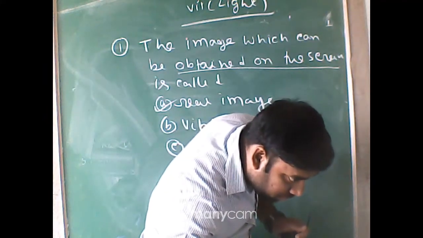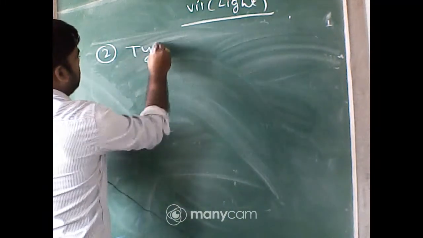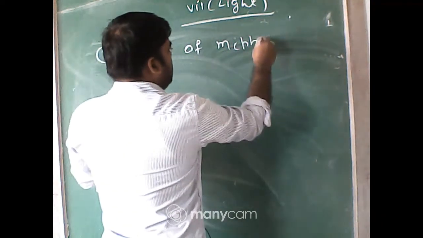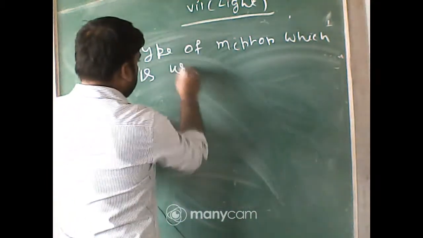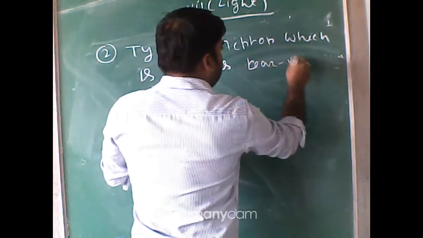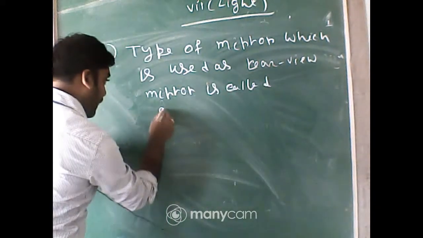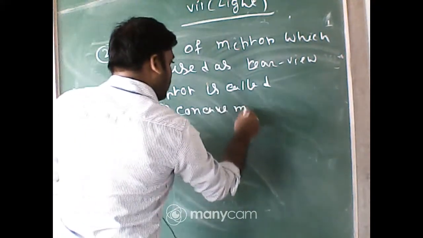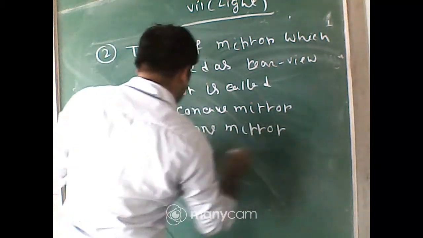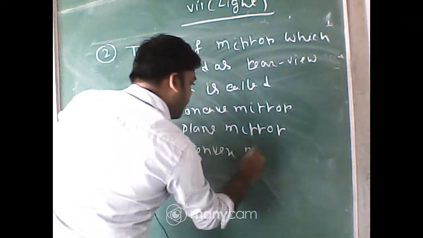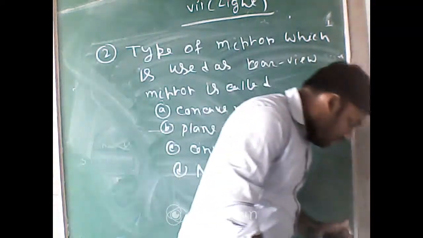Next question, students. Question number 2: the type of mirror which is used as a rear view mirror is called: option A, concave mirror; option B, plane mirror; option C, convex mirror; and option D, none of these. Okay, which will be the correct answer?